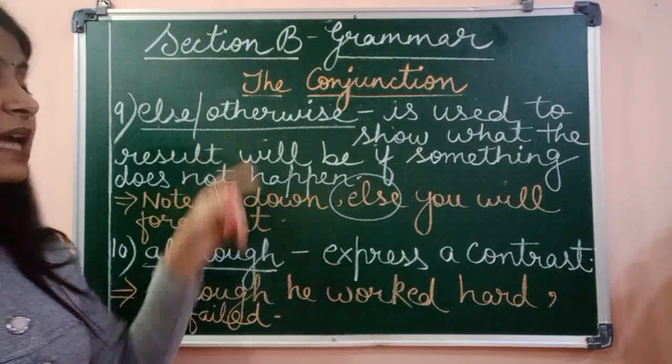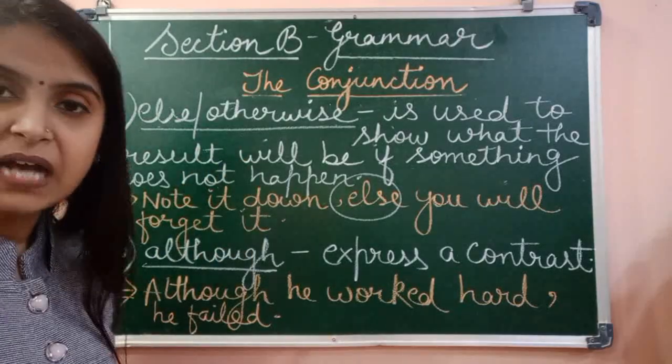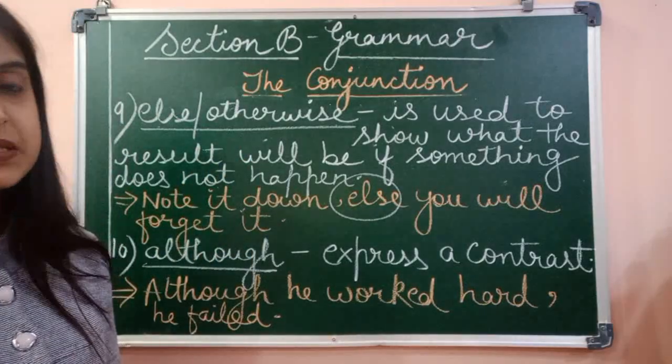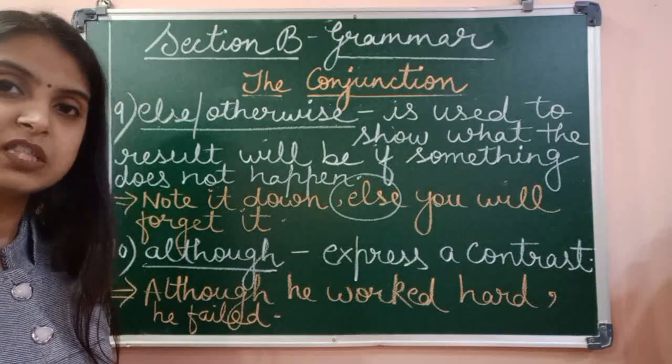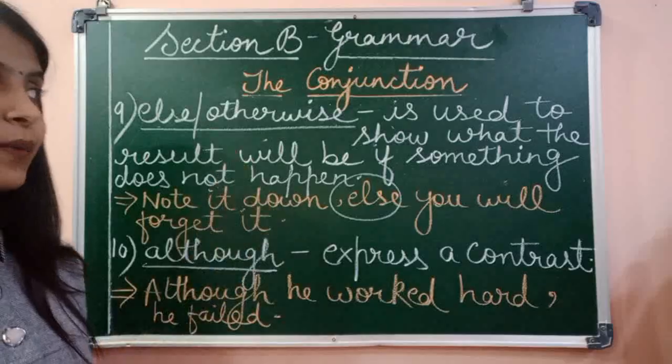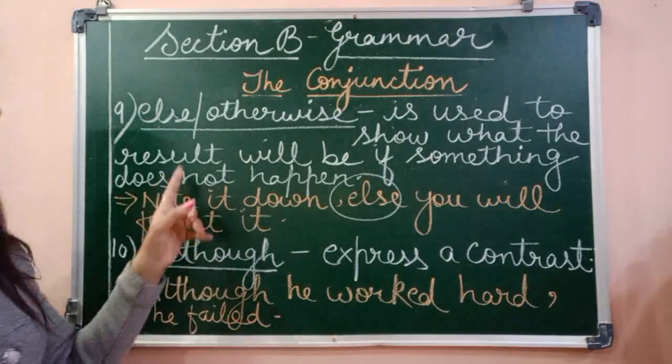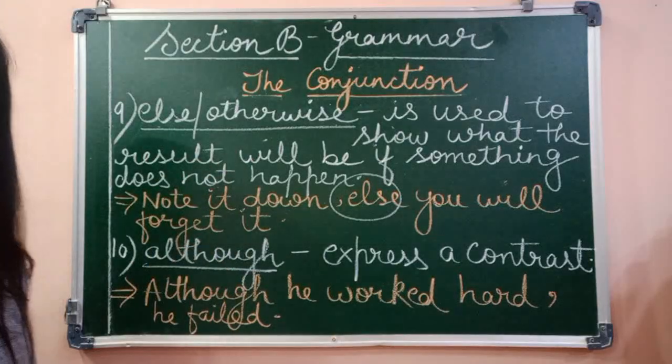Okay. For example, if I say walk fast, otherwise you will miss the train. So what will be the result if you don't walk fast? You will miss the train. So else and otherwise is used to show what the result will be if something does not happen.